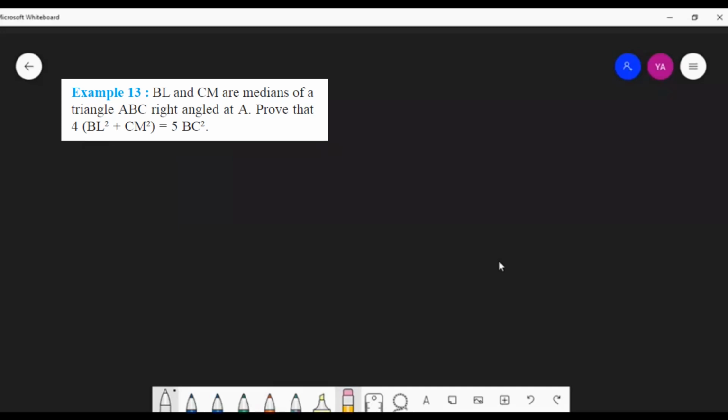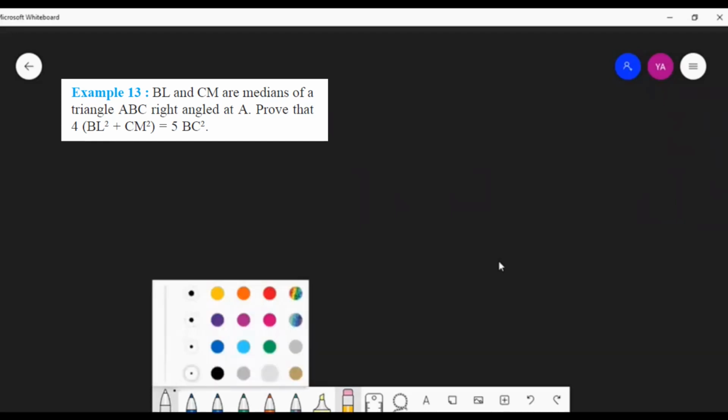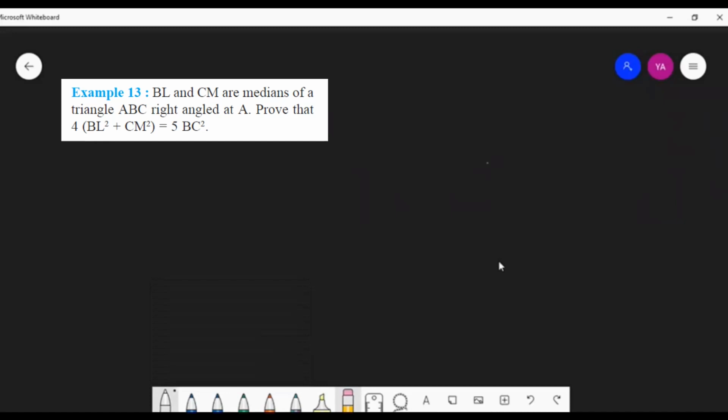BL and CM are medians of a triangle ABC, right angled at A. Prove that 4 into BL square plus CM square is equal to 5 into BC square. Okay, so we want to prove this. Picture is not given, so first we want to draw a picture.